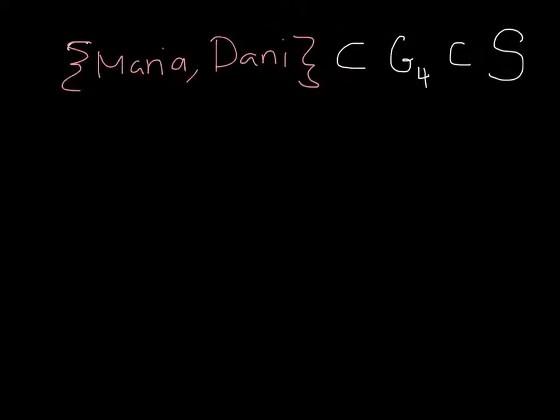And so here, okay, this is a proper subset of G4. This should be exactly the same. If it's not G4, please change it, but I'm pretty sure it is G4. Okay. I can also say this is a subset of the big set S, right? I mean, Maria and Danny, right? They live in G4, but they also live in S.